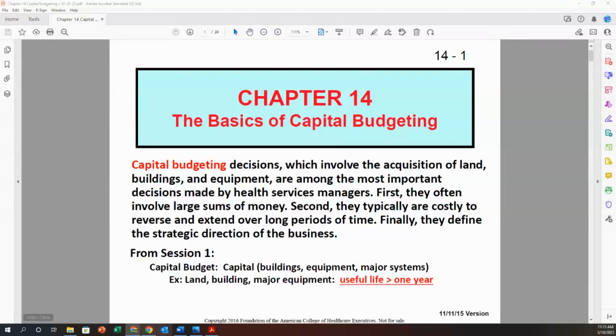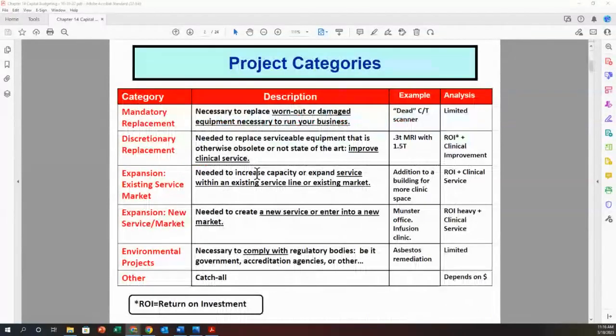So, from the very first session, capital: buildings, equipment, major systems, land, et cetera, useful life of greater than 1 year. So regular expenses, if you will, when we talk about fixed and variable and all those things, it's a resource consumed within a year. And a capital expense has a useful life of greater than a year.